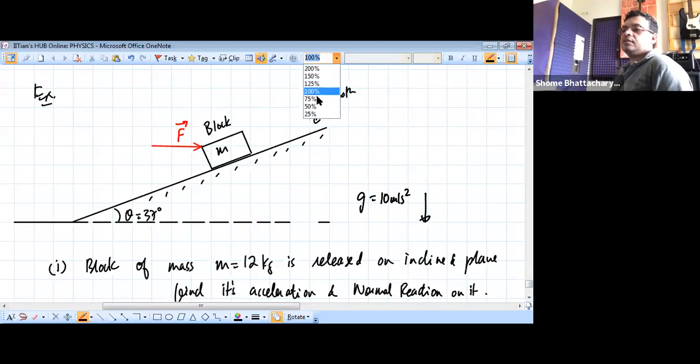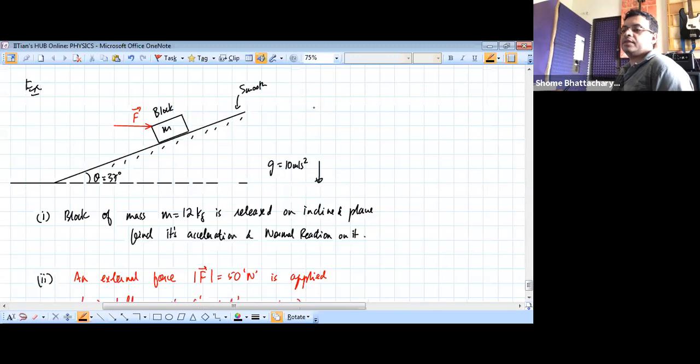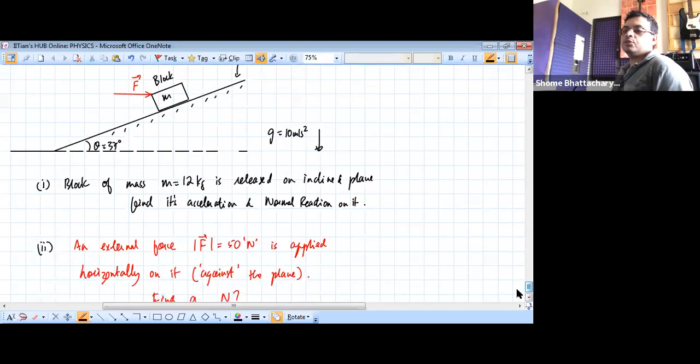Just try this out and again, start with the free body diagram. Anything in Newton's laws from now, you will start with the free body diagram by showing all the forces acting. So in the first case, this F is not there. In the second case, along with the other forces, there is also the horizontal external force which we are applying of 50 newtons magnitude.